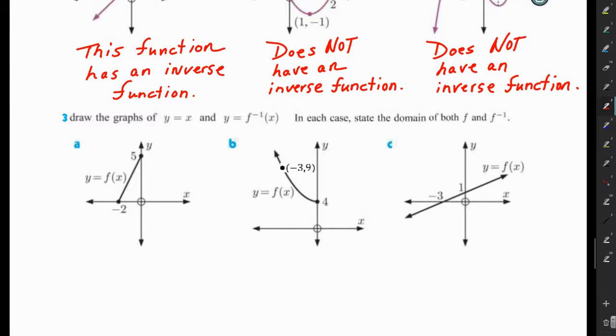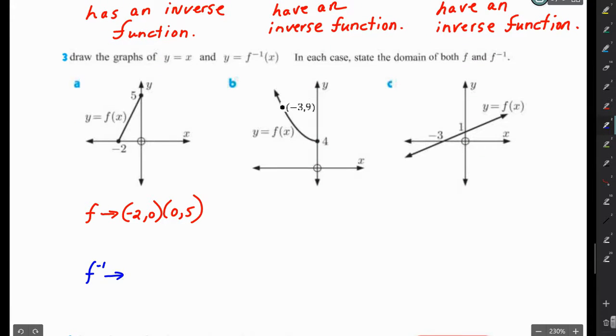All right, well, first of all, for the original function, we have some coordinates. We have a coordinate at -2, 0. And we also have a coordinate at 0, 5. So that means for the inverse function, we have coordinates at 0, -2, and 5, 0. So let's plot and draw that. And we're just going to guess here. We don't have an exact, precise graph, but we'll fill that in.